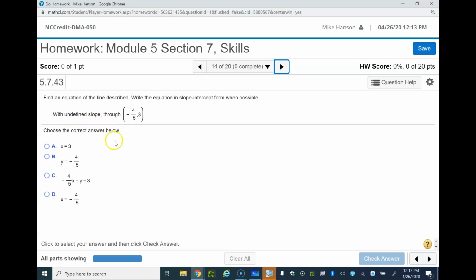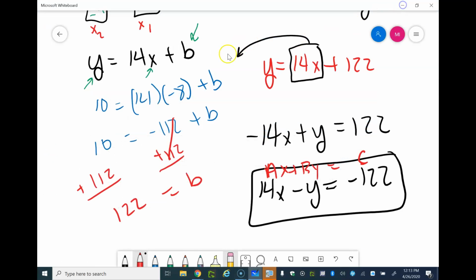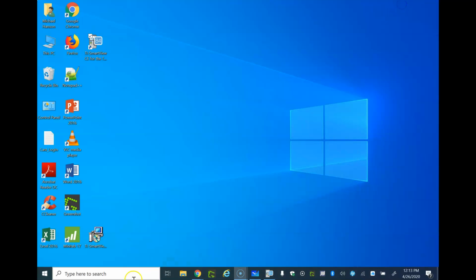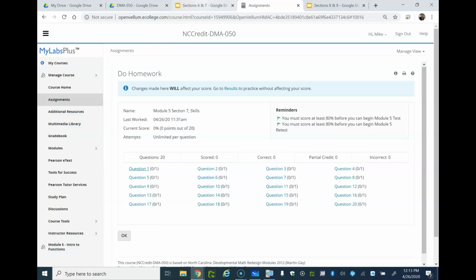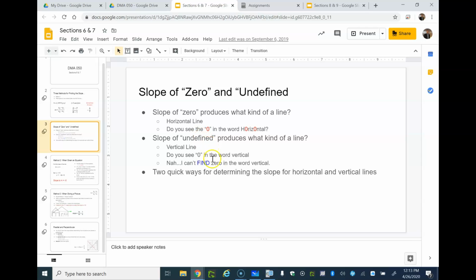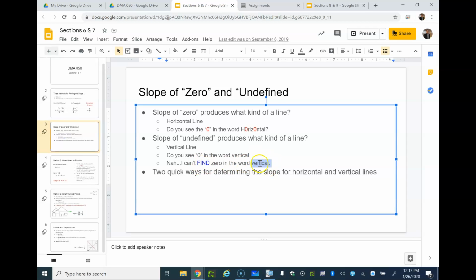What does undefined mean for the slope? If we do a quick recap, an undefined slope is where we see the word vertical, because remember, inside the word vertical we don't see any zeros or O's, so that means we can't find it. So the slope should be undefined. So we know that this line must be vertical.